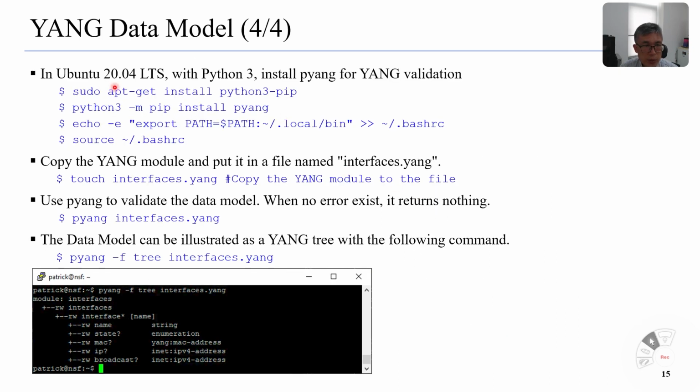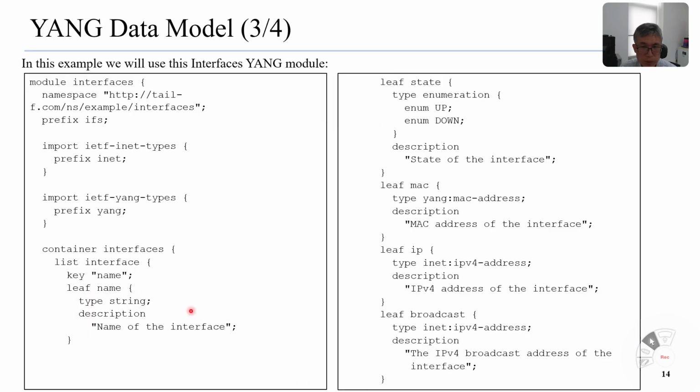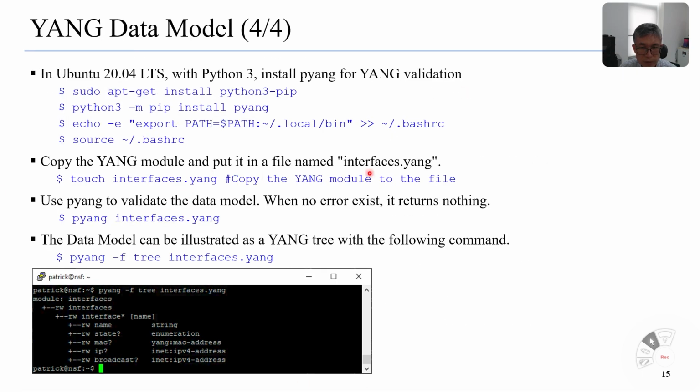So with Ubuntu 20.04 and Python 3, you can install pyang for YANG validation. So with sudo apt-get, you can install Python 3, and then you can install pyang, and with echo you add this path for the execution file to your bashrc file, and then you can update your shell. And copy the previous YANG module into a file. The name is interface.yang, created using touch.